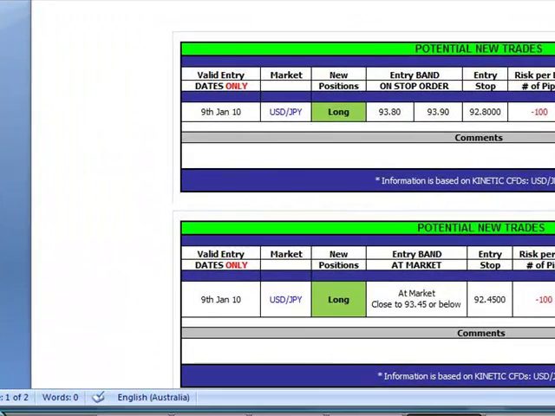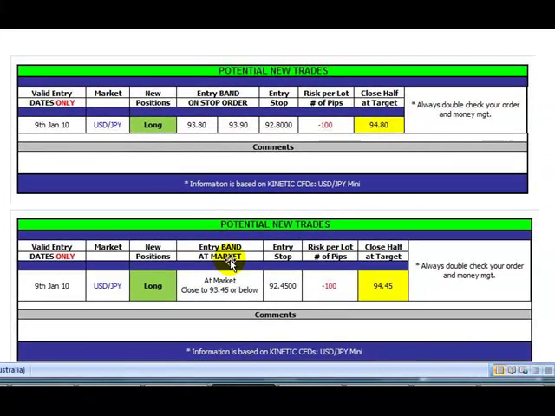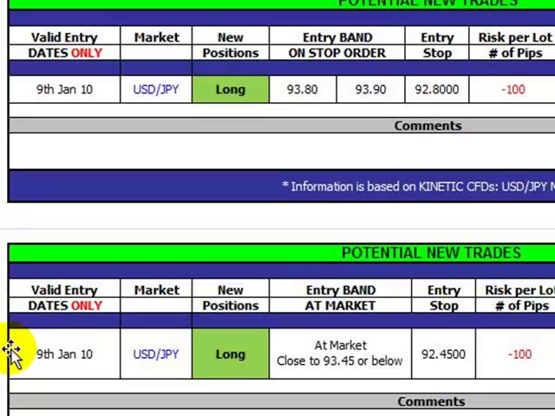When you receive our trade recommendations, it'll come through as either an on-stop order or as an at-market order. Now I just want to make sure that you know that these trades here are not trade recommendations, they are examples only, so please do not place these trades. This video is looking at the actual at-market orders and how to place those on your broker platform.